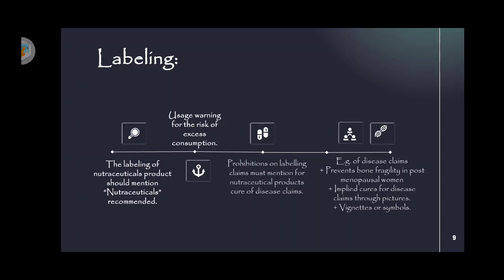It should have claims through pictures, vignettes or symbols. Also, it should have a warning of the risk of excess consumption. What is the level of the excess consumption? You should not take more than that. And also, disease claims should be mentioned there. All these things are mentioned there. Prohibition on labeling claims must be mentioned for the nutraceutical product, including cure of disease claims.